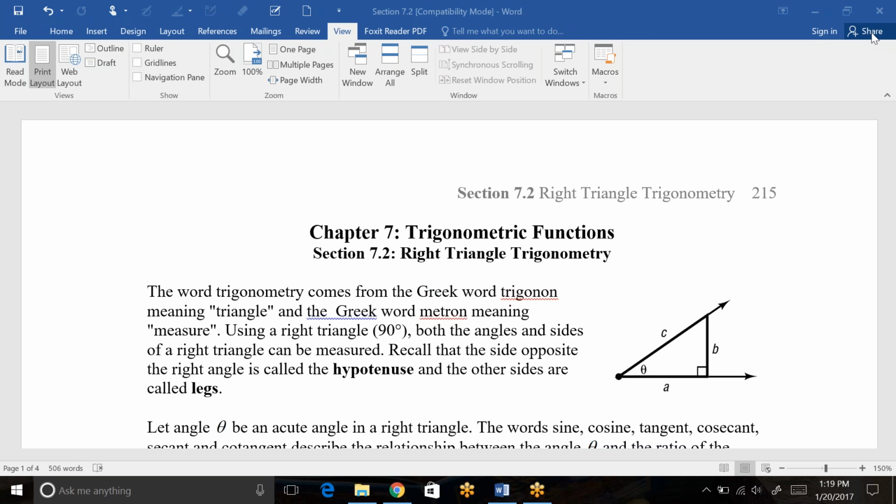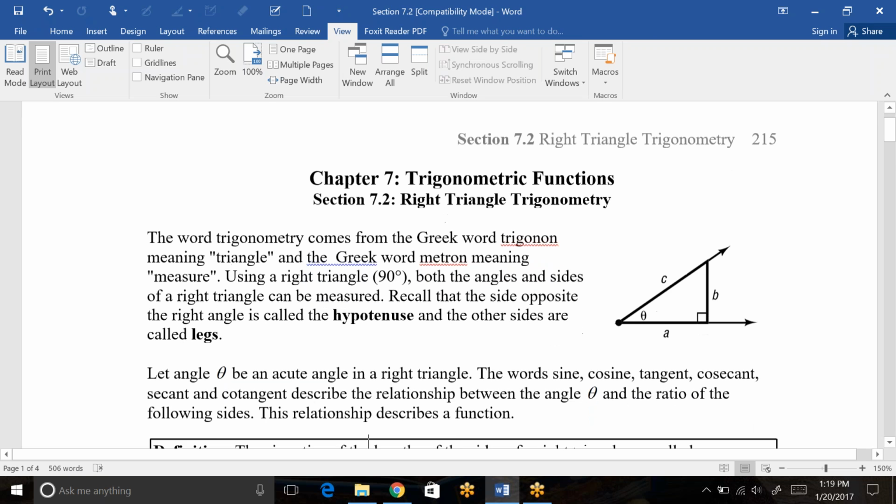Okay, this is the section 7.2, right triangle trigonometry, notes to go along with the online trig class. We need to define some things like we always do at the beginning of each section, and then we will work through some examples. So the word trigonometry essentially comes from the Greek words trigonon, meaning triangle, and the Greek word metron, meaning measure.